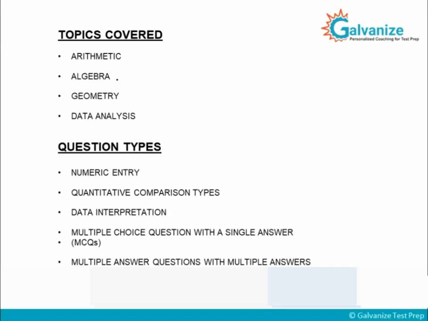Algebra, intertwined with arithmetic, you will have linear equations, and you will have quadratic equations too in algebra. And geometry, again the very basic stuff, right from lines and angles to three-dimensional geometry. In three-dimensional geometry, they don't go beyond cubes, cuboids, and cylinders. No prism, no parallelepiped, nothing like that is included. Very, very basic geometry questions will be asked.